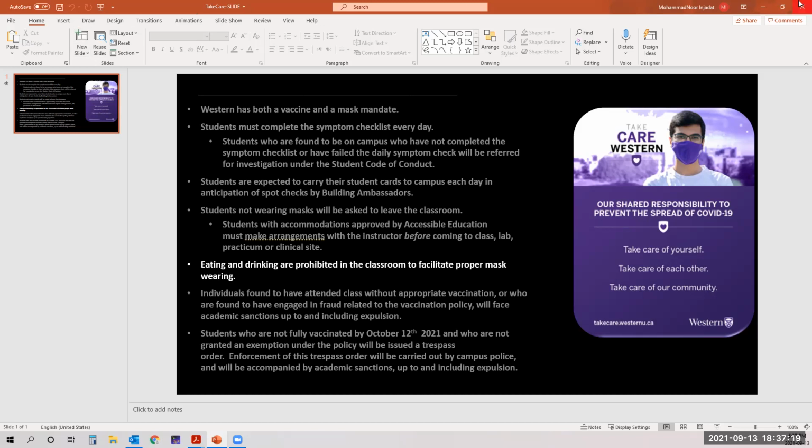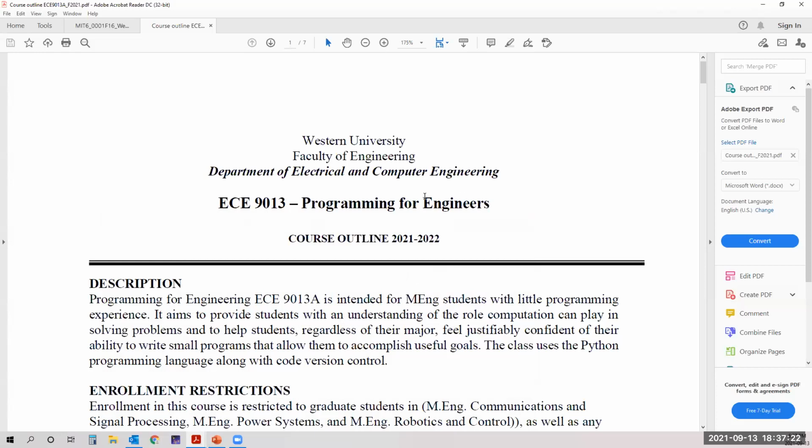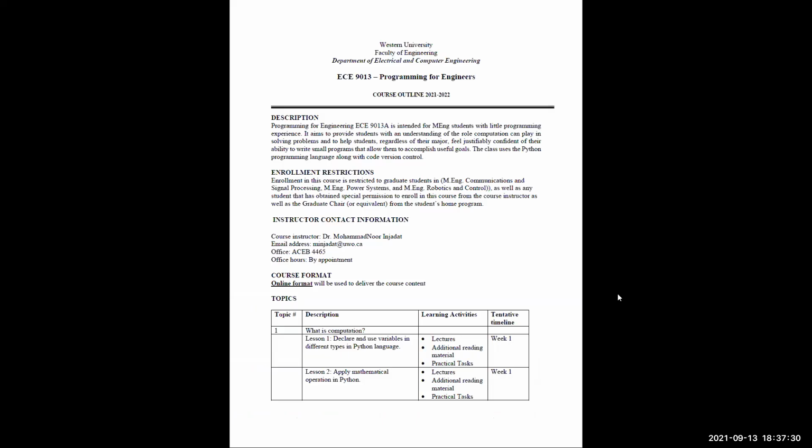Okay, let's go back to our course outline. Our course code is 9013, Programming for Engineers. As a general description, Programming for Engineers is intended for MEng students with little programming experience. We are trying to give you an introductory course to improve your programming skills.